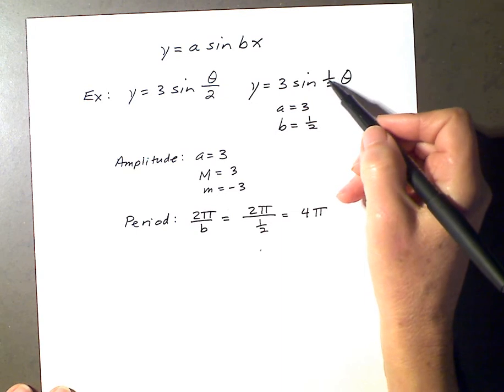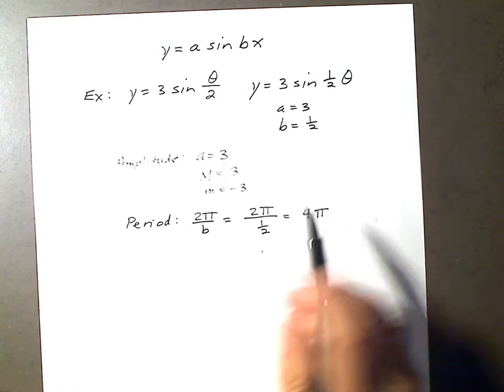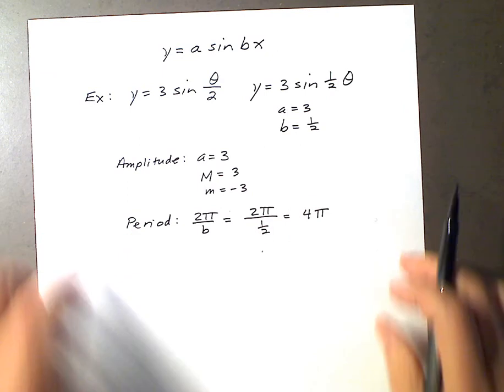What the parent function can do in the regular period of 2 pi, this takes 4 pi to do. It moves out slowly, so this has the effect of stretching it horizontally.